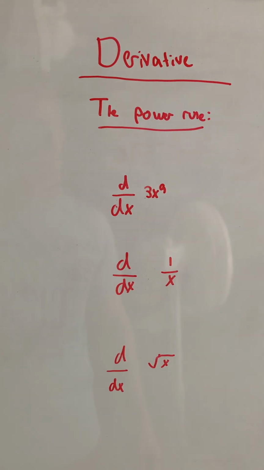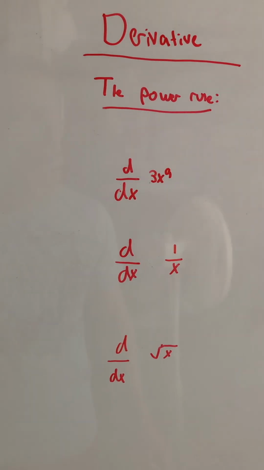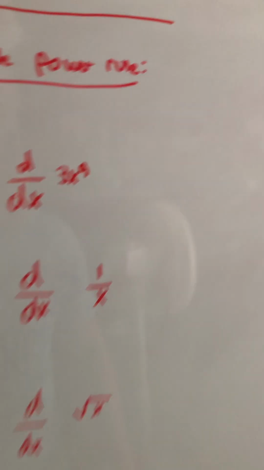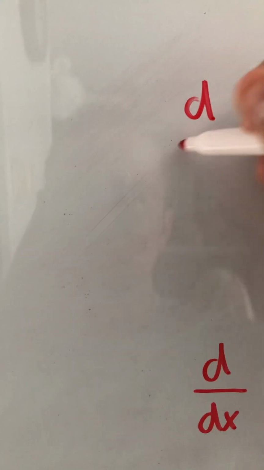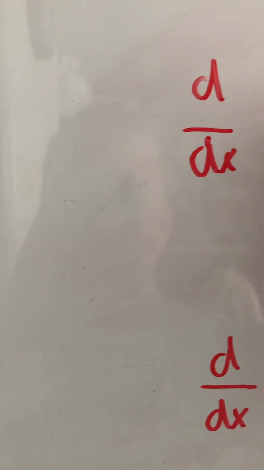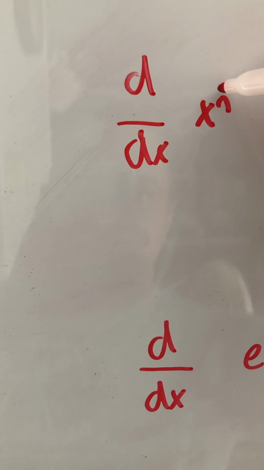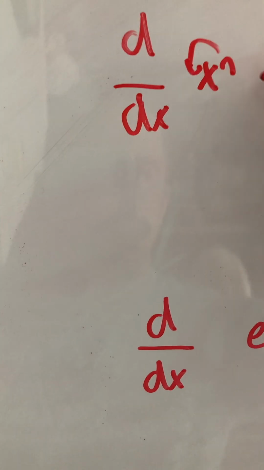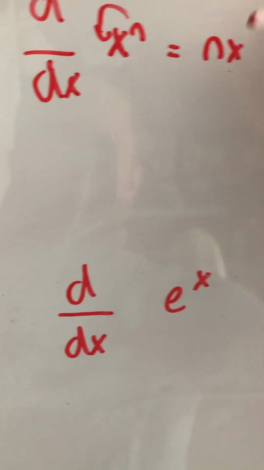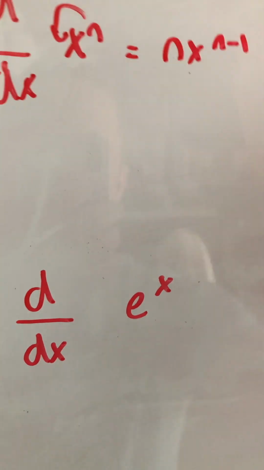Alright, in this tutorial right here, I'm going to show you how to find a derivative using the power rule. So what's the power rule? The power rule goes as follows: d over dx, which is the derivative notation, of x to the n. To use this formula, I'm going to move the n from the x for starters. So it's going to be nx to the n minus 1.